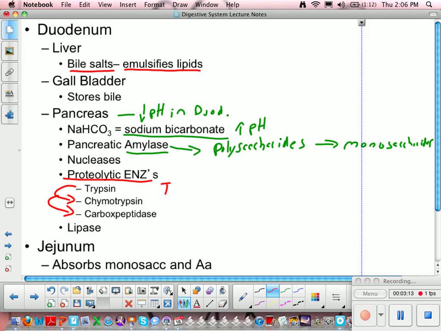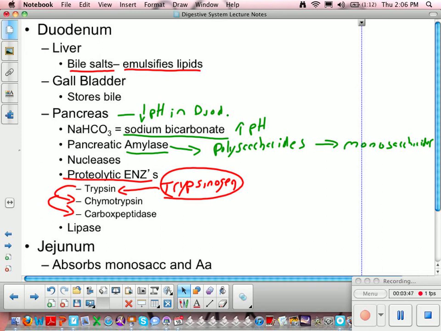There's a trypsinogen. Trypsinogen is activated by another hormone, or another chemical, I should say, in the small intestine. So we have this inactivated enzyme that, once we have material in the small intestine to be broken down, this trypsinogen becomes activated and turns into trypsin.